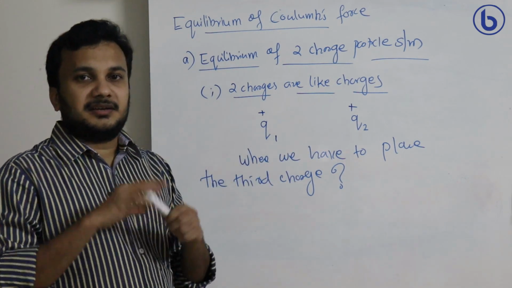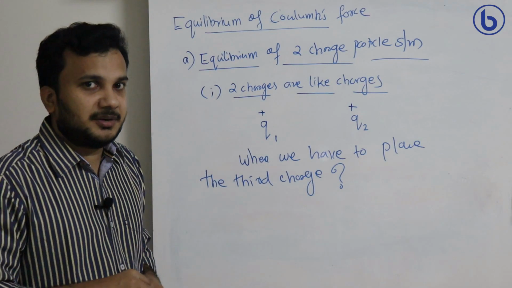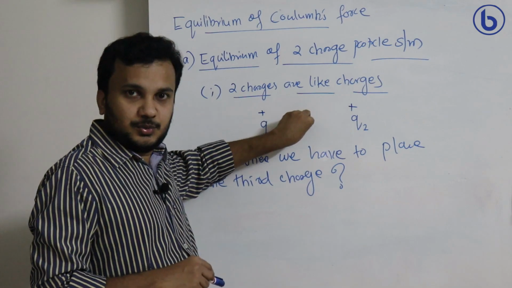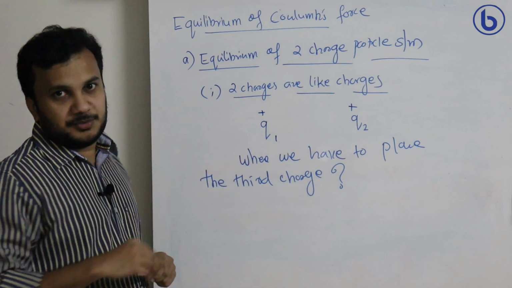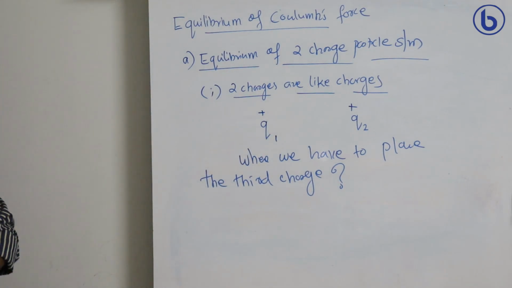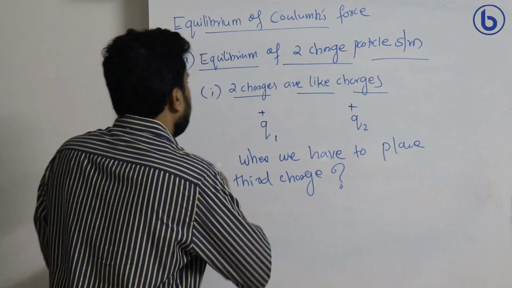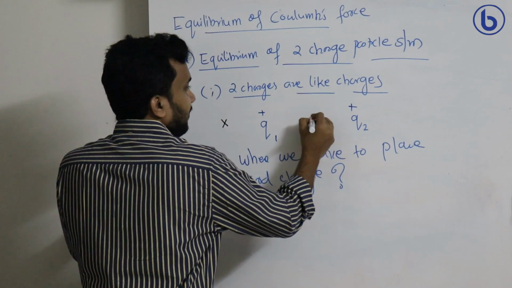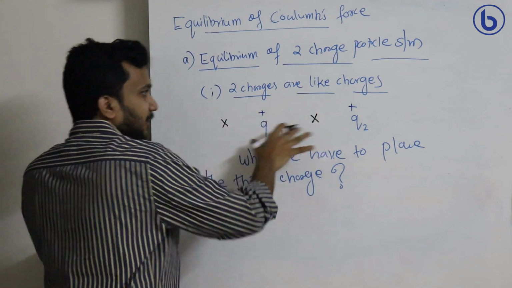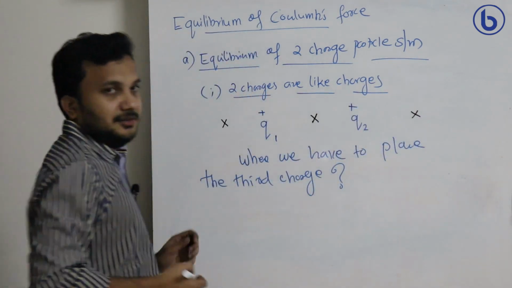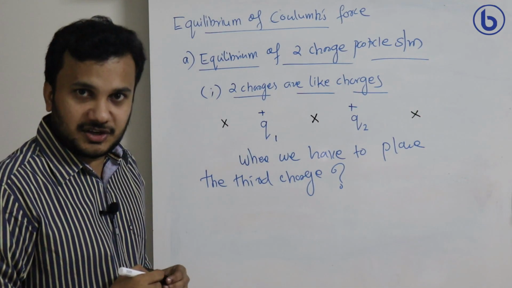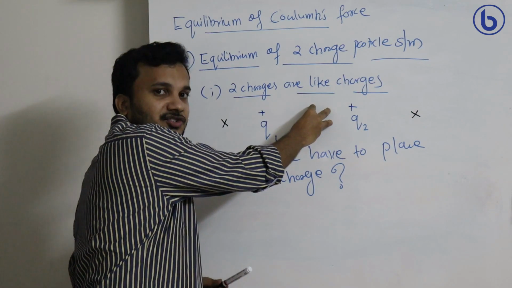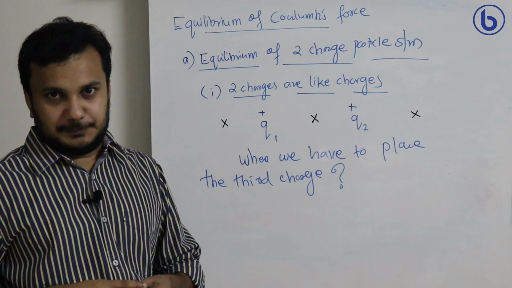In order to make the system be in an equilibrium state, I will place one charge here. I have three options to place the charge: either at the left side, or somewhere in the middle in between, or on the right side, where I will place a third charge so that this third charge will come to an equilibrium position.